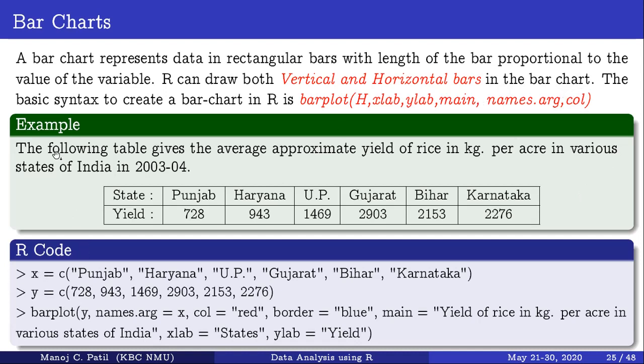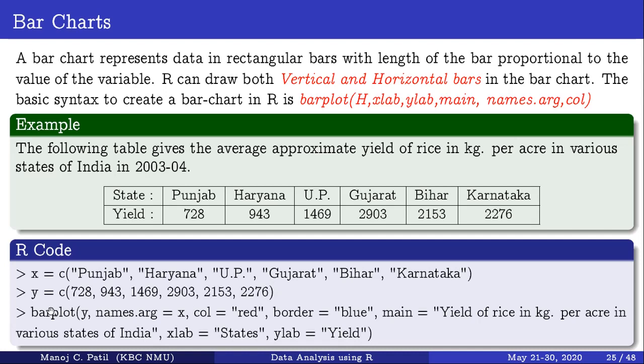Okay, the following table gives the average approximate yield of rice in kilogram per acre in the various states of India in 2003 and 4. Punjab, Haryana, UP, Gujarat, Bihar, and Karnataka. 1, 2, 3, 4, 5, 6. So we have x equal to states, 6 states are there, and their average approximate yield y is equal to c of 728 up to 2020, 2276. Okay, now we have x, we have y.